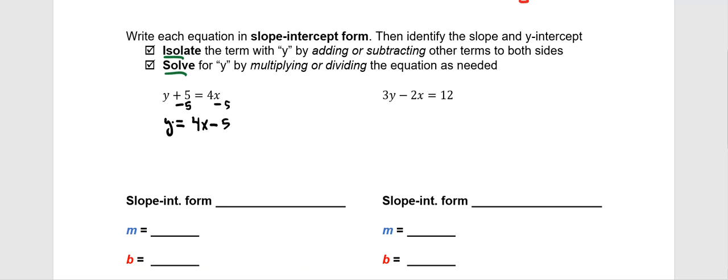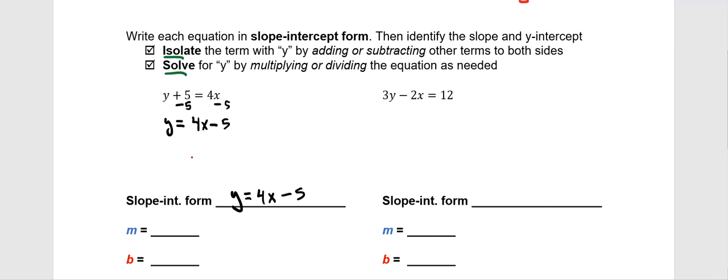So I've taken care of the isolating, and since the coefficient of y is 1, there's no need to divide this equation further. So we have our equation in slope-intercept form in that one move of isolating. So the equation is y equals 4x minus 5.